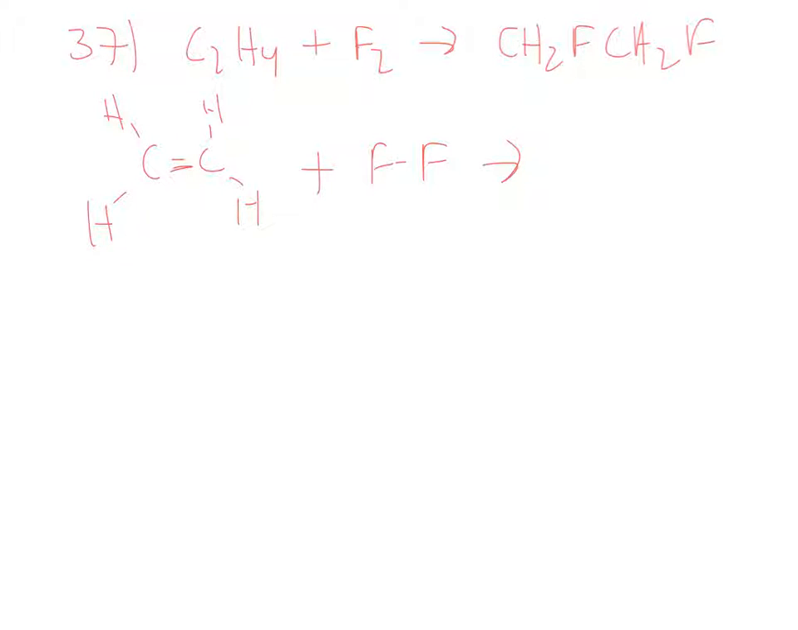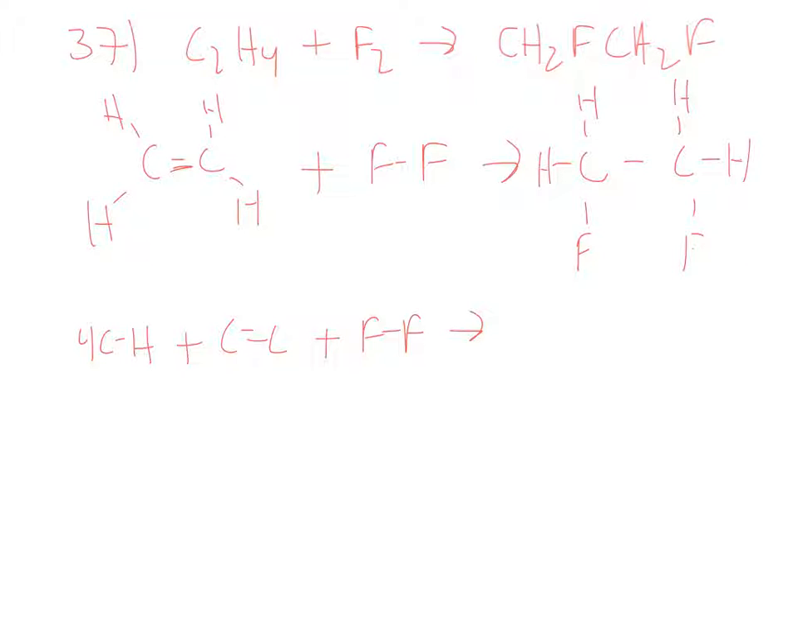CH2F, that's what's called a condensed structural formula. That's basically telling you how to draw it. Carbon, hydrogen, hydrogen, fluorine, bonded to the other carbon, hydrogen, hydrogen, fluorine. So when I look at what my net bonds are, I have 4 CH bonds, plus a carbon-carbon double bond, plus a fluorine-fluorine single bond. And on the other side, I have 4 CH bonds, a carbon-carbon single bond, and 2 carbon-fluorine bonds.